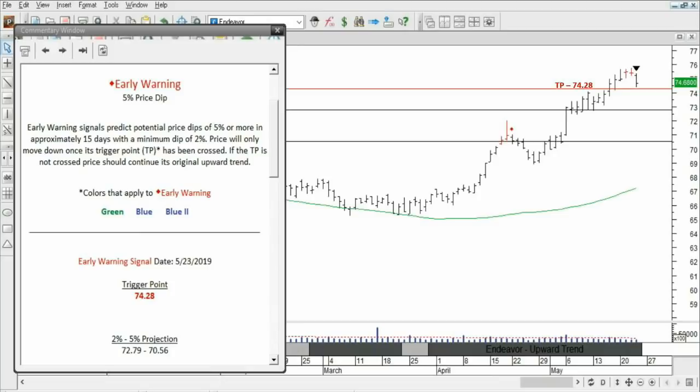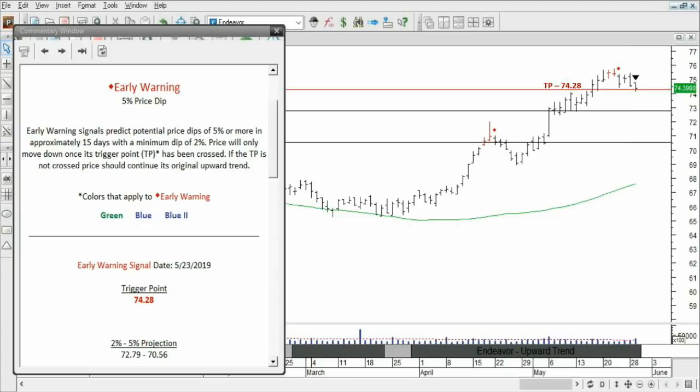If in the next few days, price crosses our trigger point, which is the red line, our signal will be confirmed and we should see price fall 5% or more. Now, if the markets are trading relatively normal, then you should get a dip of 5%. But if the markets are falling, you could get a much larger movement. And then always, worst case scenario, price only falls 2%. Let's move forward in time here and see what happens.